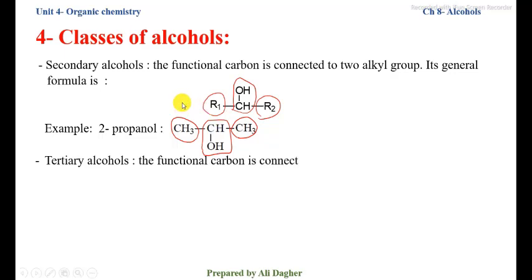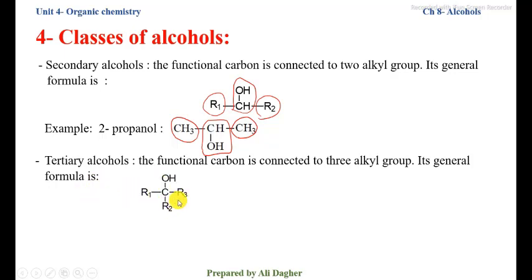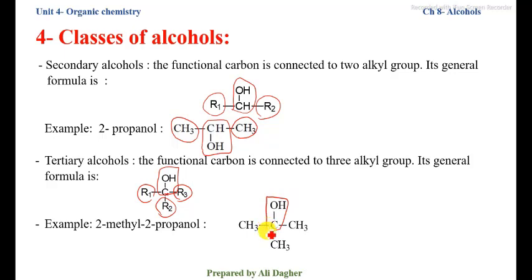Tertiary alcohols, the functional carbon is connected to 3 alkyl groups. Its general formula is R1COHR2R3. The functional carbon is connected to 3 alkyl groups. Example, 2-methyl-2-propanol. This is the functional carbon with the hydroxyl group, connected to 3 CH3 groups, the alkyl group, then it is a tertiary alcohol. From the name, we can know if the alcohol is tertiary or not. When we have an alkyl group, its number is the same as the number of the carbon holding the hydroxyl group. 2-methyl-2-propanol, 3-methyl-3-pentanol, for example, these are tertiary alcohols.